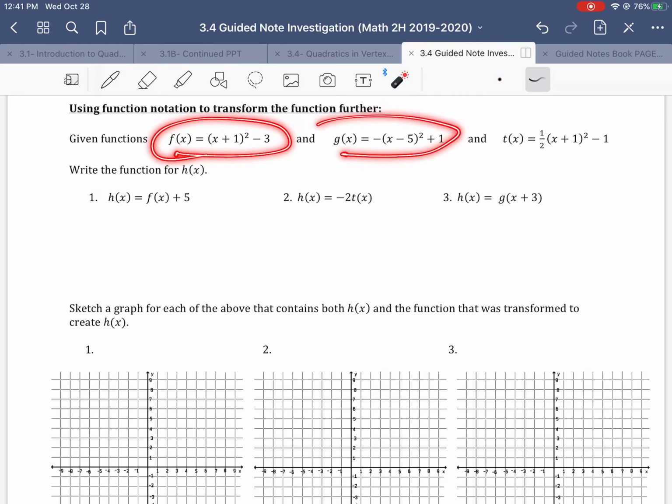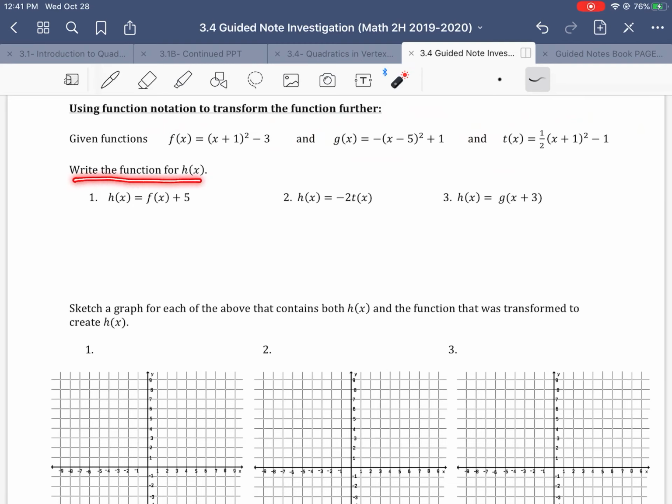If we are given different types of functions and we want to just transform them, I just want you to notice that it transforms very similar to an absolute value as well. We're just going to use more specific function notation. So this says write the function for h of x. So notice that h of x is referring to one of the other functions and then it's changing it a little bit. So if I take h of x is equal to, this wants me to use f of x.